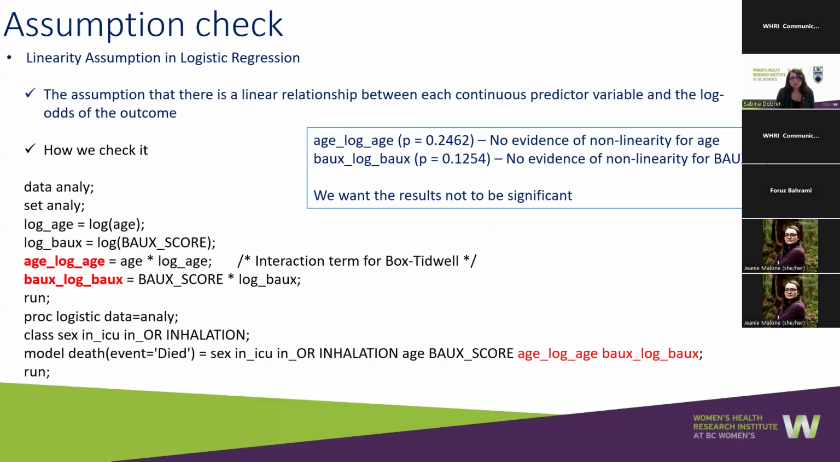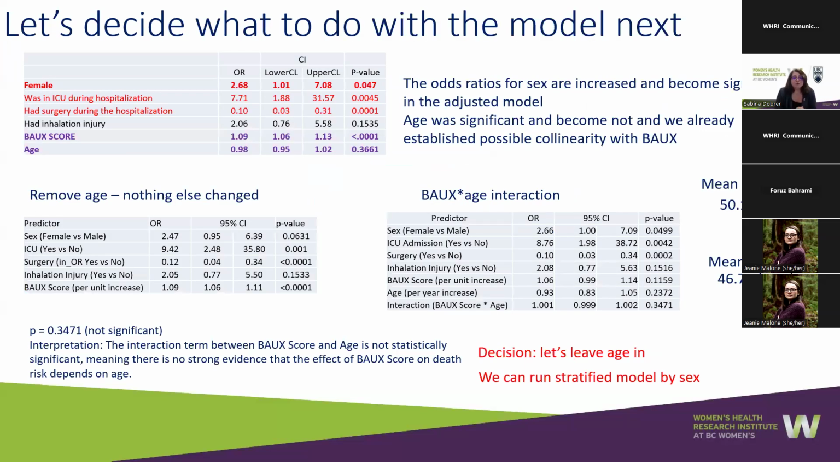And for this one, the age log-age p-value was more than 0.5, and for bow index it was the same. So there is no evidence of non-linearity. So our log odds of age and bow index are actually linearly related. So there is nothing wrong with age and bow for our model. So we now need to decide what we're going to do next.